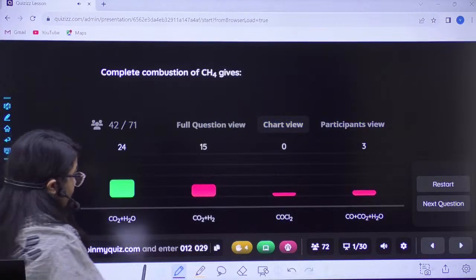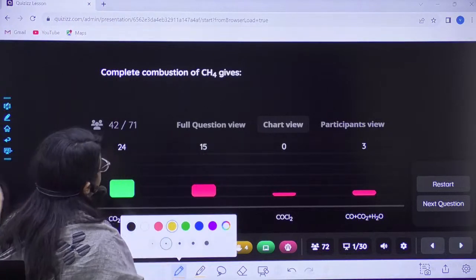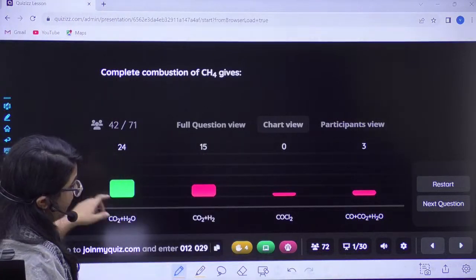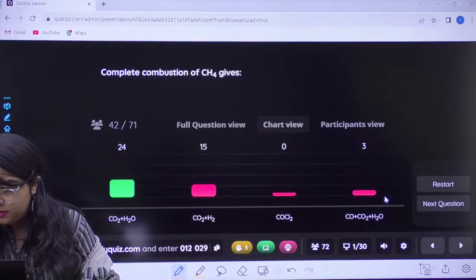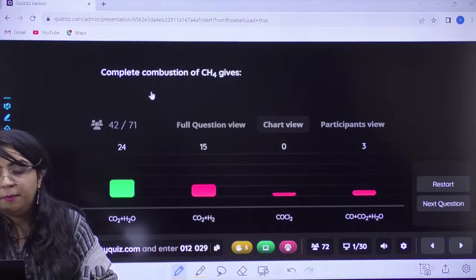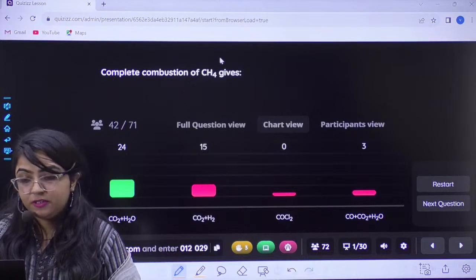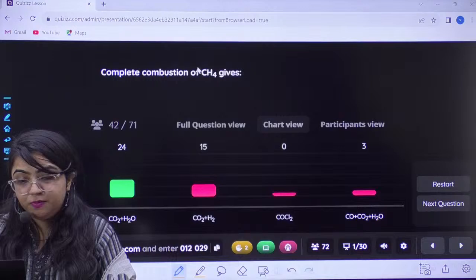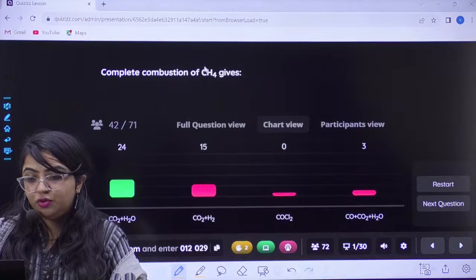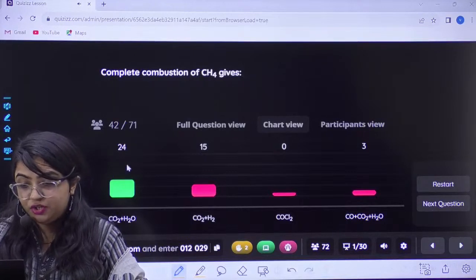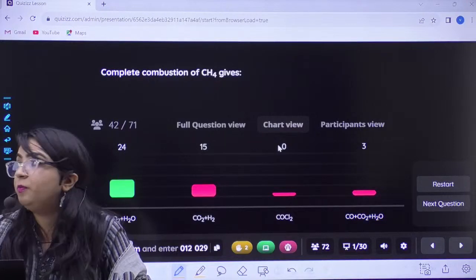Okay, so let's discuss this question. Complete combustion of CH4. When any substance reacts with oxygen, the two major products formed are carbon dioxide and H2O. So the complete combustion will lead to two products, which are CO2 and H2O. So the correct option will be A, CO2 and H2O. I hope this is clear to all.